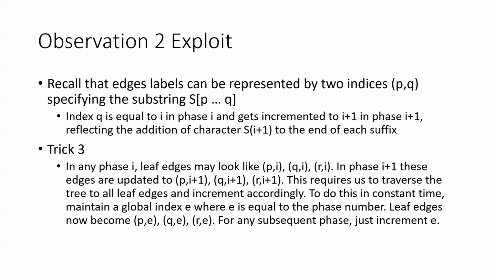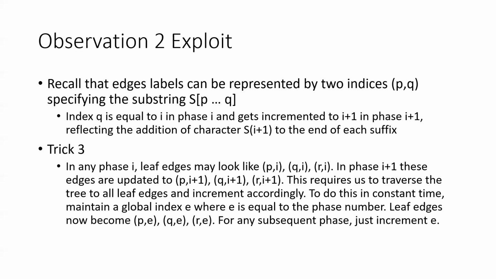If we were to increment these one by one, we would have to traverse the entire tree to all the leaf edges, and we'd have to increment them accordingly. Well, that kind of sucks, right? Because that means we'd basically have to start at either the root or use suffix links to update all these leaf edges, and that does not bode well for runtime at all.